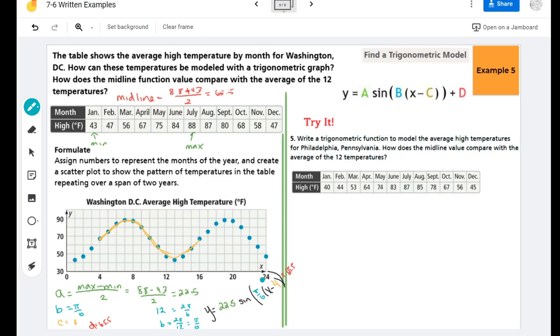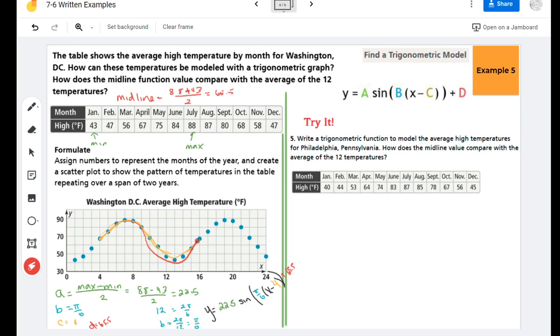Okay. And so this is also asking, how does the midline function value compare to the average? So how does D relate to the actual average of these expressions? So if I add these together, 43 plus 47 plus 56, all that, and divide it by 12, that's how you take an average, you get 66.7 degrees. And so that's super close to your midline, okay? So the midline of your function should be about the average.